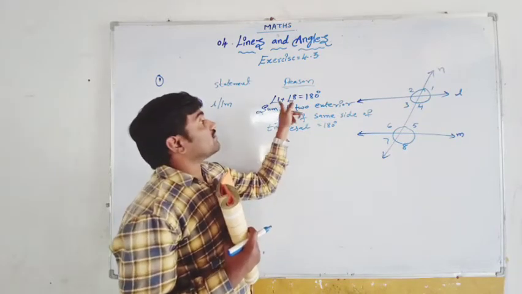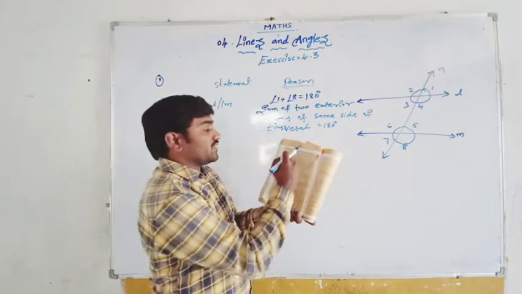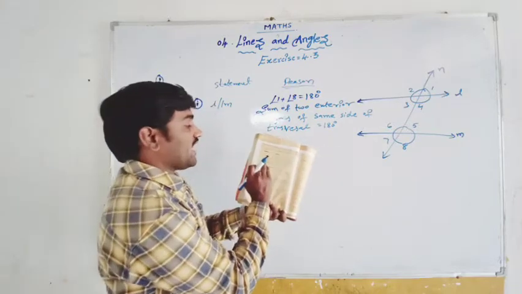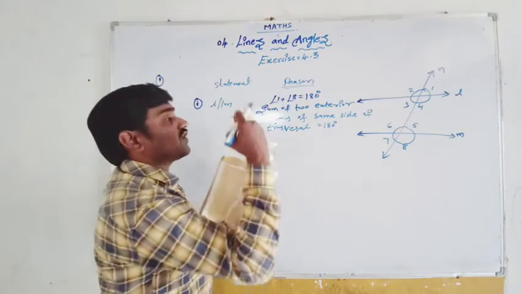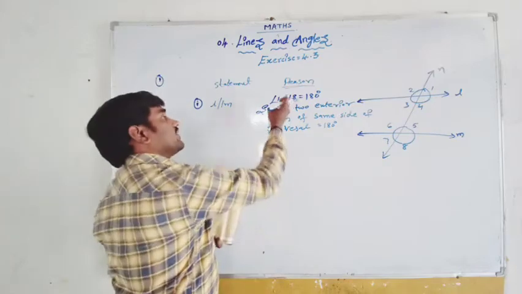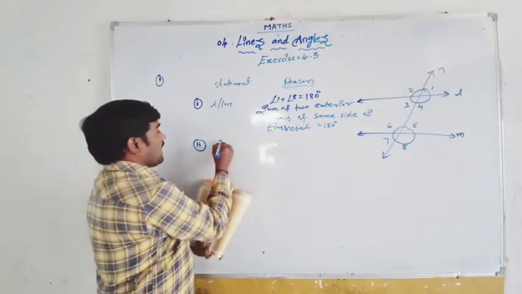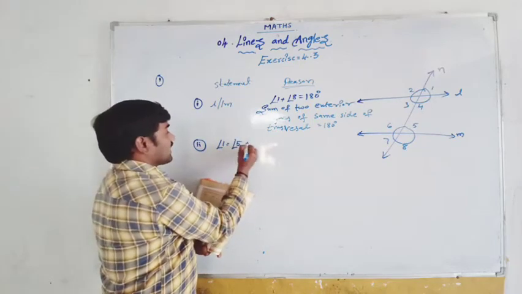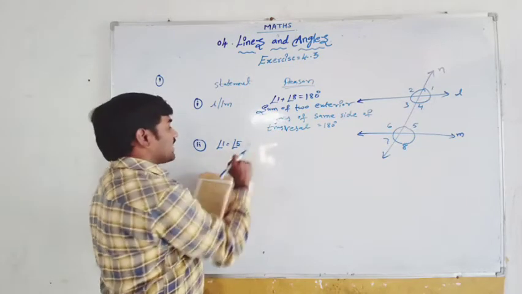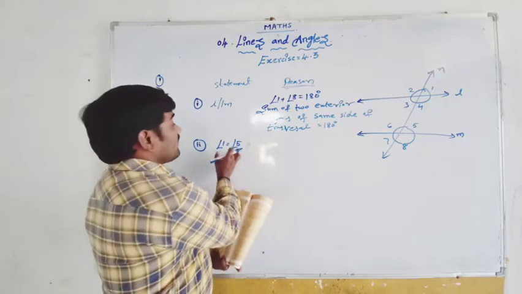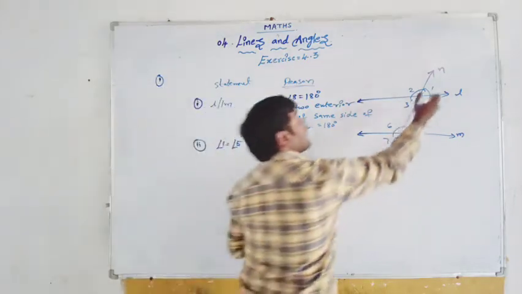Why have we taken angle 1 plus angle 8? Because in the fourth question they have given only angle 1 plus angle 8 equal to 180 degrees already. So I have taken the same example here. Then second, angle 1 is equal to angle 5. How can you say that angle 1 equals angle 5? If angle 1 equals angle 5, what kind of angles are these?